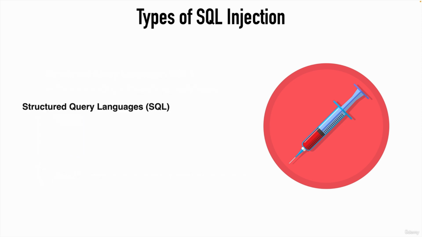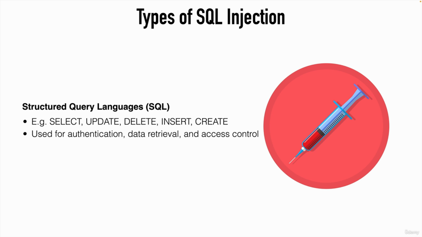SQL uses various commands to perform operations on a database, including examples like select, update, delete, insert, create, and more. Applications use SQL commands for various things like login credential authentication, information retrieval for the data that a user has requested, for setting access levels to what the user is actually able to see in the database, and so on.